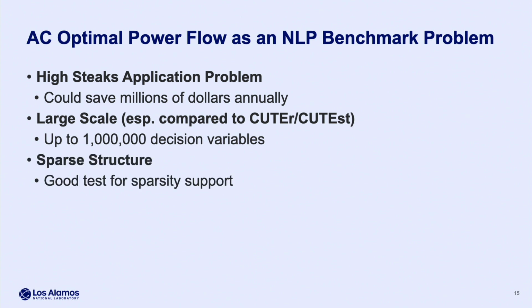It has a sparse structure that comes from the fact that it's on a power network. And some solvers we've found in some modeling layers are good at exploiting sparsity, others are not. And if you want to solve large AC problems, you really need to scale to large. You need to take advantage of this sparsity to do that.